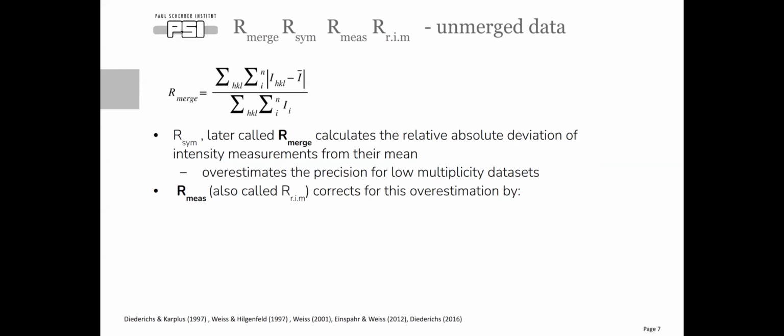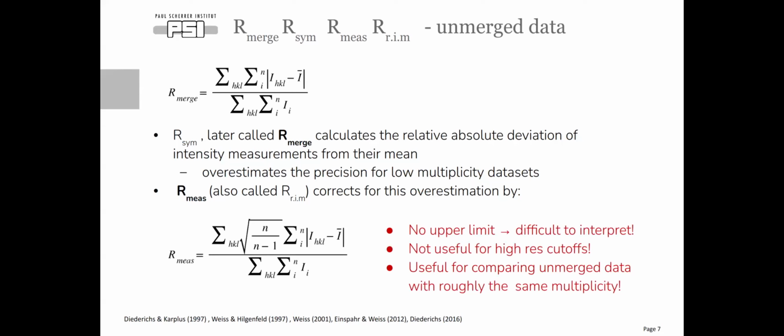So there was a new formula introduced that is called R-MEES, which corrects for this overestimation. This one also has the problem that we don't have an upper limit. So this is the case for both of these indicators, and it's sometimes difficult to interpret. If you have very high R values, especially in the high resolution shell, it can get difficult to estimate. For example, if you want to do a high resolution cutoff for your data, it can be really difficult.